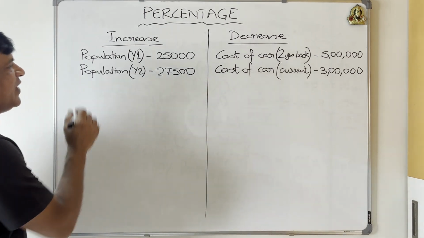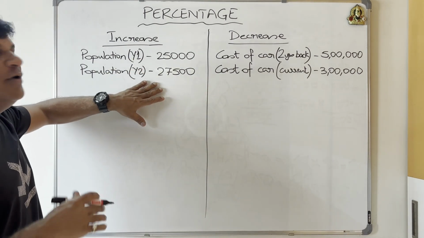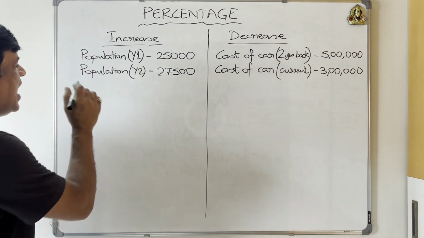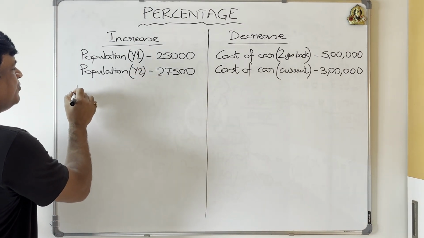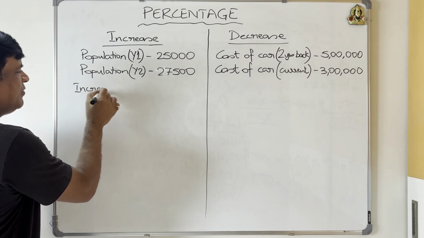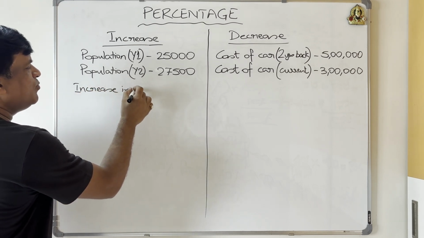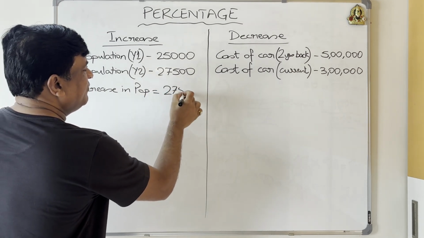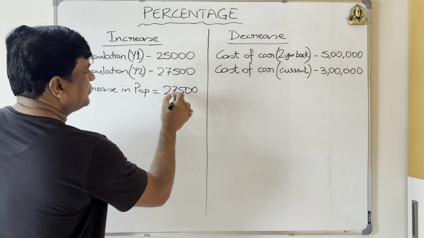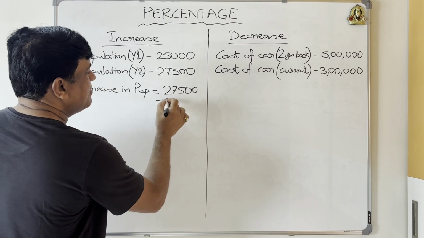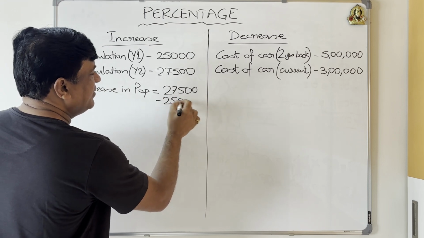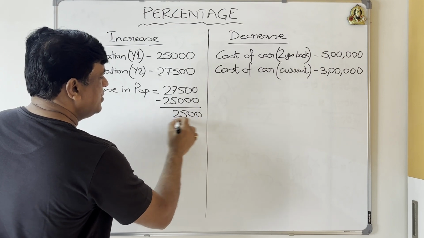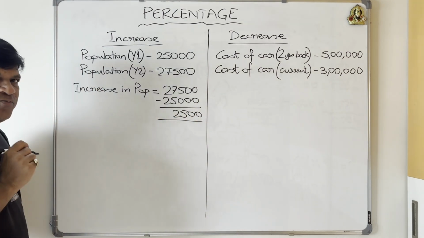So what do you need to find? If I have to find the percentage increase of that particular population, what do I need to do? I need to first find the increase in population, the number. Increase in population will be what? 27,500 minus 25,000, which gives me 2500. That's the increase in population.